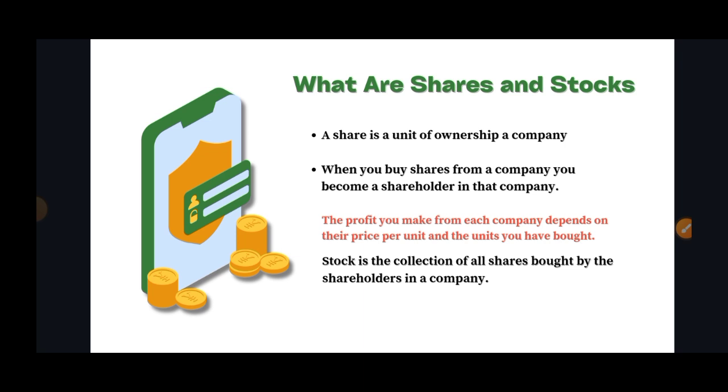And also, let's say you bought 100. That also determines the value of the dividend or the profits you make. Now, also stock here is a collection of all shares bought by shareholders in a company. For example, now you buy, I buy, other people buy. That all together collectively is called stocks. That means different companies have different stocks, and you can also buy different shares from different stocks.